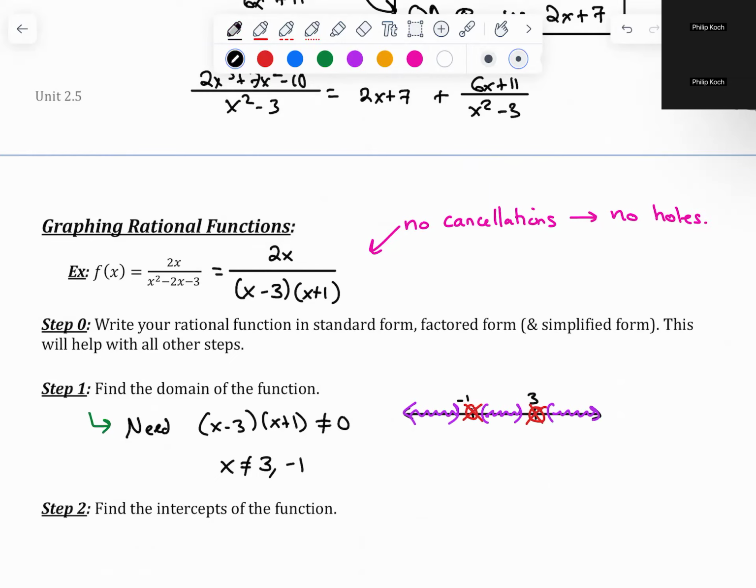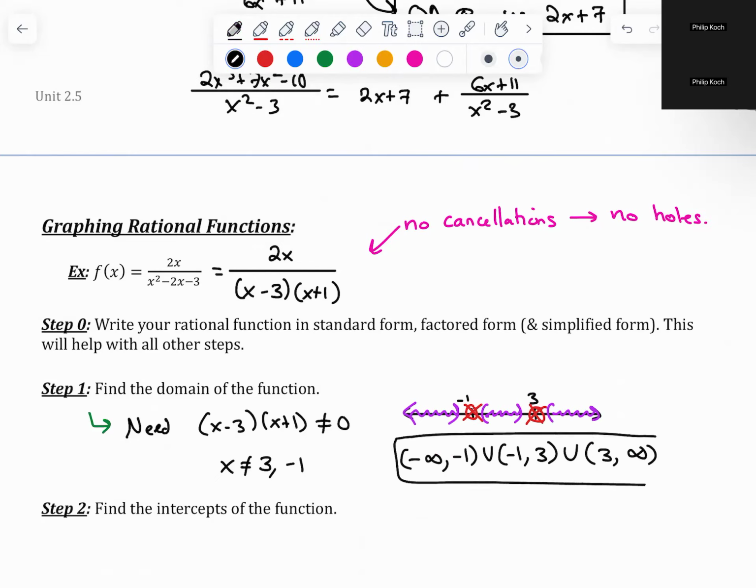So the interval notation for the domain is parenthesis negative infinity to negative 1 parenthesis, union parenthesis negative 1 to 3 parenthesis, union parenthesis 3 to positive infinity, end parenthesis. I'm not going to box it in because that's not actually the answer. The answer is going to be drawing the graph.